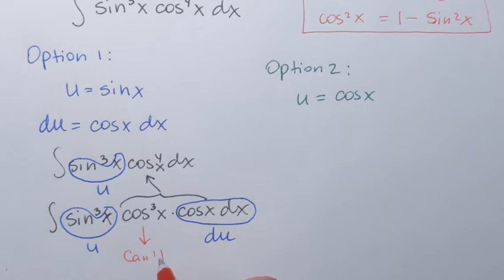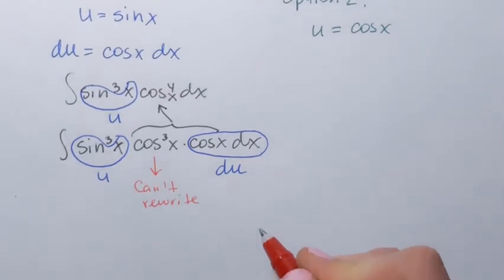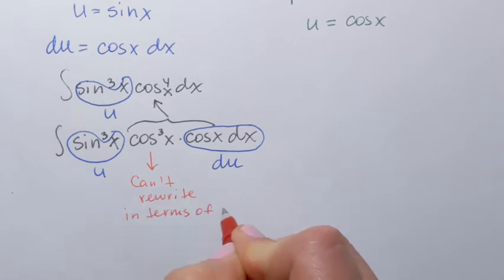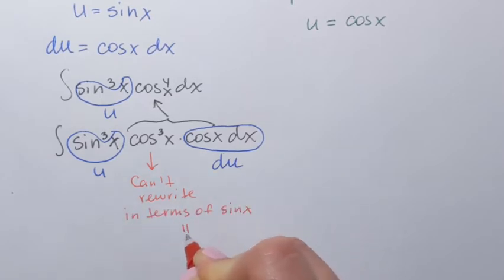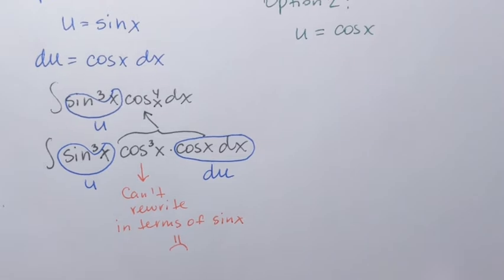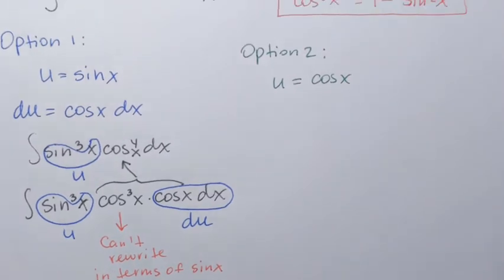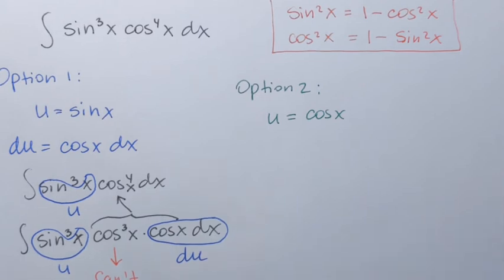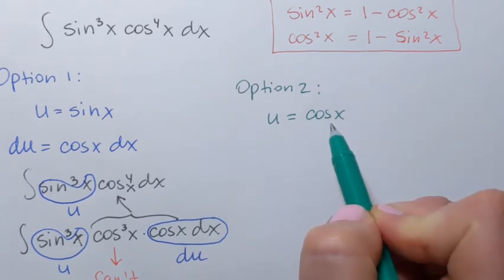It can't be rewritten in terms of sine of x. Okay, so we got stuck with this option. Let's see what the second option gives us. Is it going to be better? Well, let's try. Okay, so with the second option, we're saying that u is cosine of x.